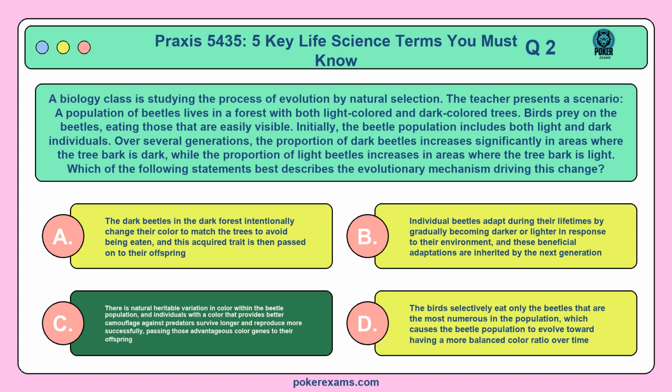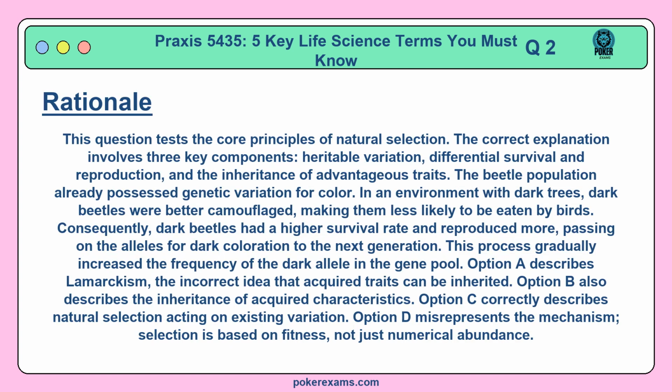The correct answer is C. This question tests the core principles of natural selection. The correct explanation involves 3 key components: heritable variation, differential survival and reproduction, and the inheritance of advantageous traits. The beetle population already possessed genetic variation for color. In an environment with dark trees, dark beetles were better camouflaged, making them less likely to be eaten by birds.